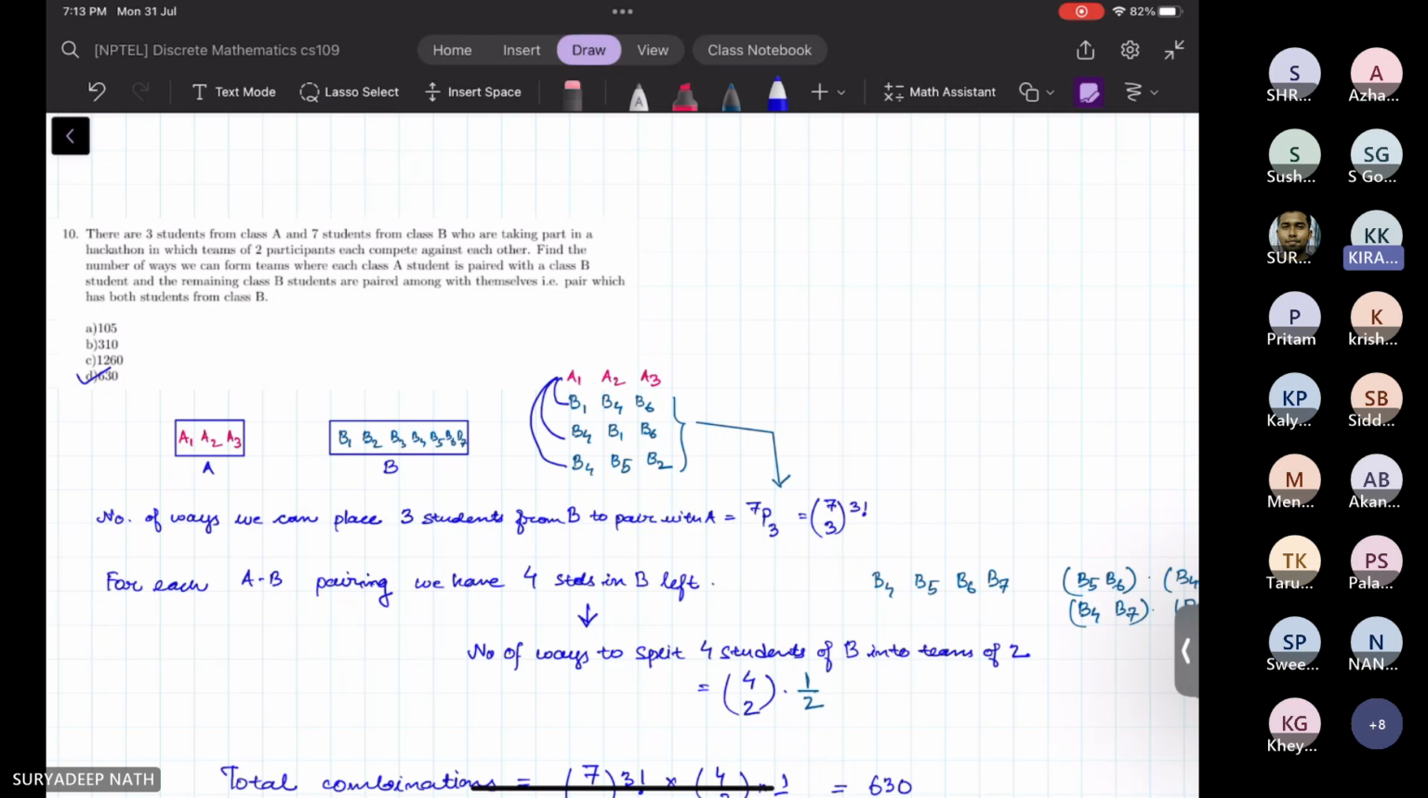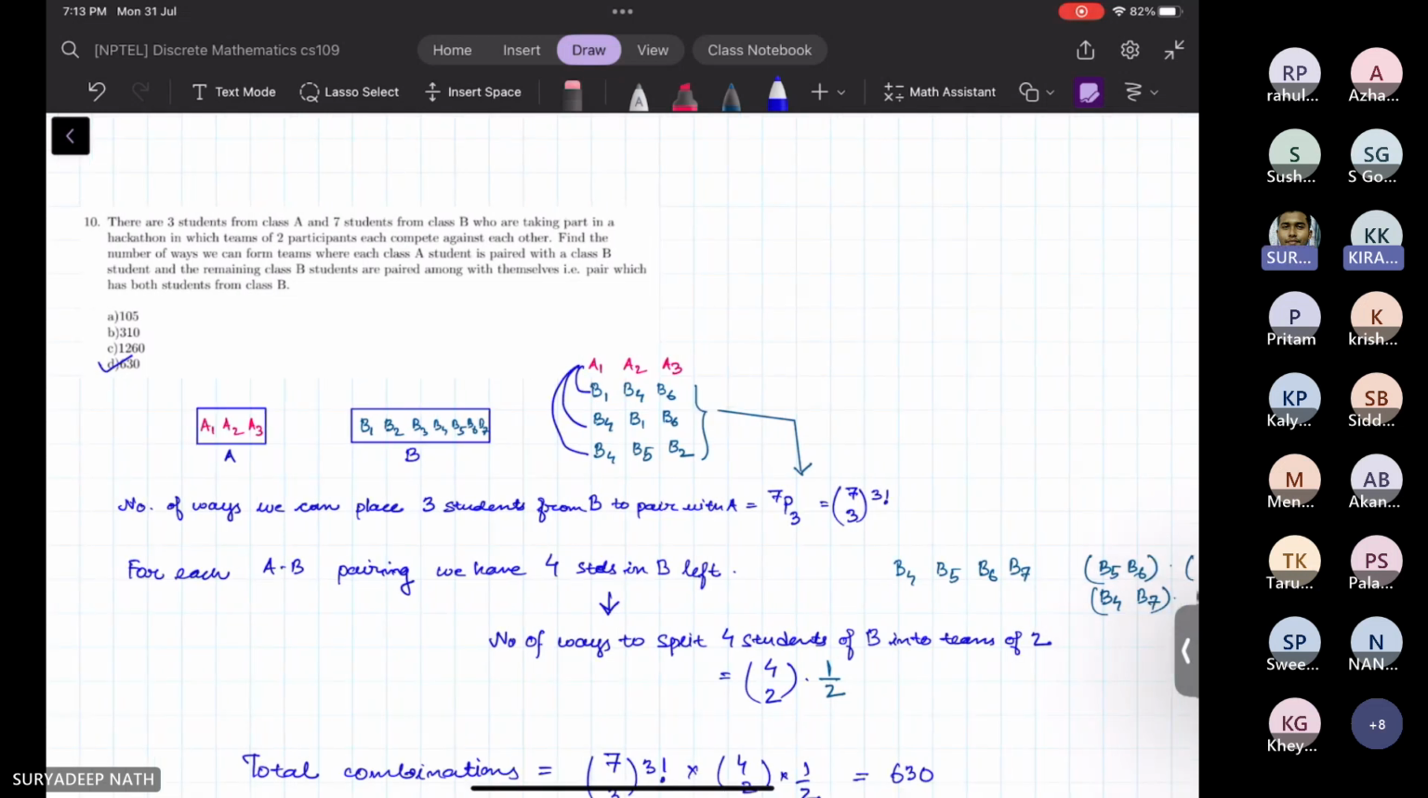Sir, another question regarding when a problem is given, especially in combinations and permutations, how do we recognize that it is a simple problem? When a problem comes, how do we justify whether it comes under permutation or combination? How can we identify, sir?